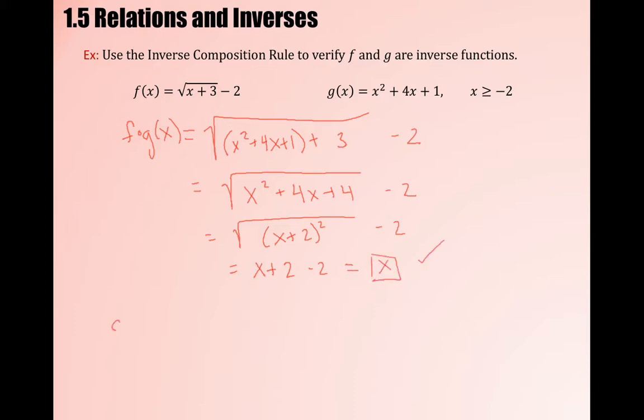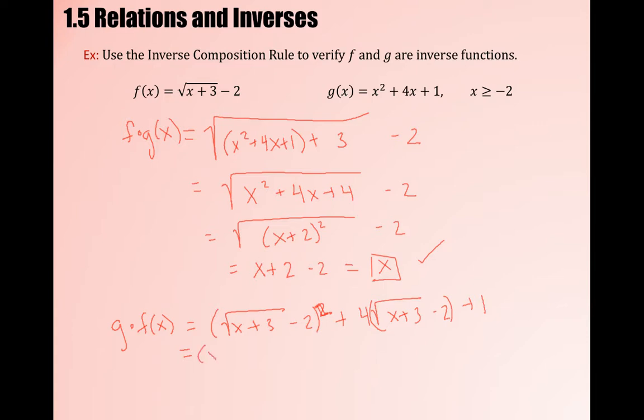Let's do it the other way too. g of f of x. Right, so the square root of x plus 3, minus 2, squared, plus 4 times the square root of x plus 3, minus 2, sorry, plus 1. Oh, I should have left myself more room. If I go ahead and I square this, that doesn't seem very fun, does it?